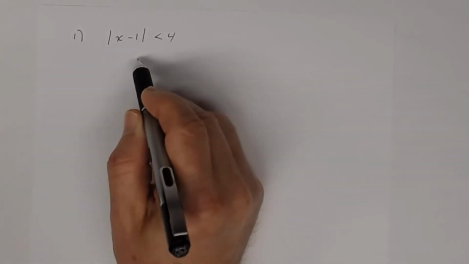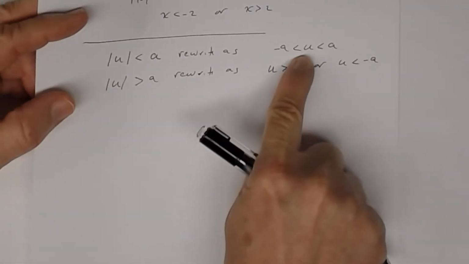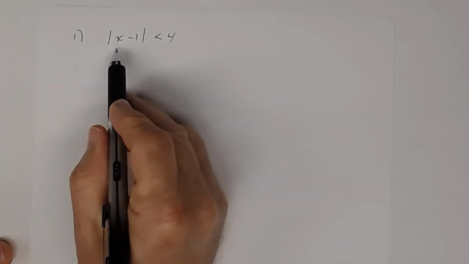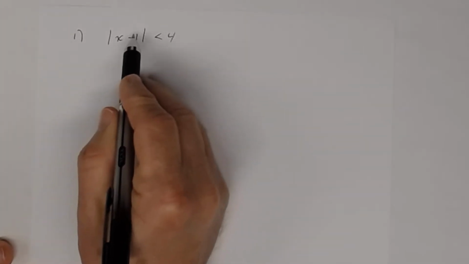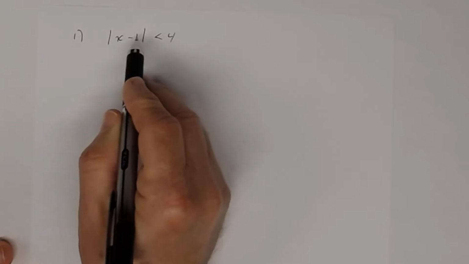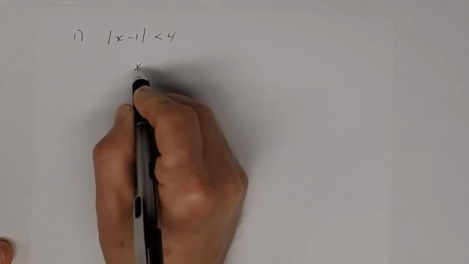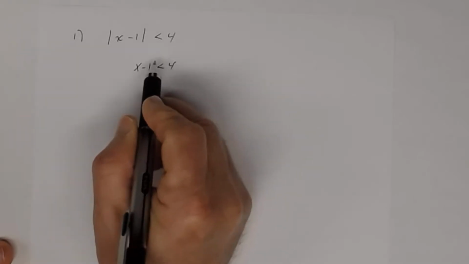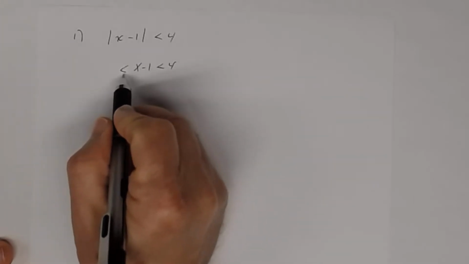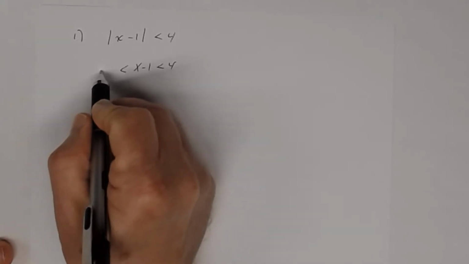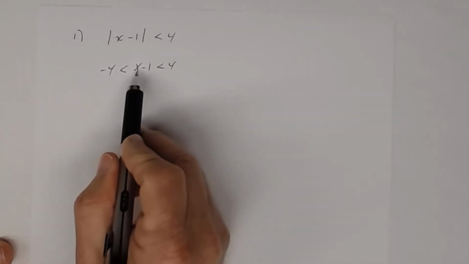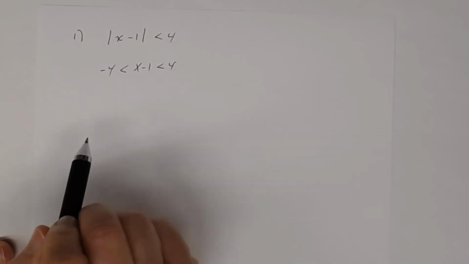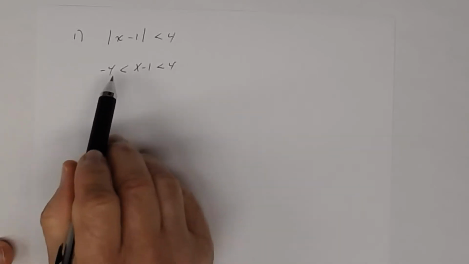That's how you're going to write this. You're going to write it like this. Basically, you take the variable expression that's within the absolute value bars. You're going to say x minus 1 is less than 4, and at the same time, x minus 1 has to be greater than -4. So you're going to say -4 is less than x minus 1 is less than 4.